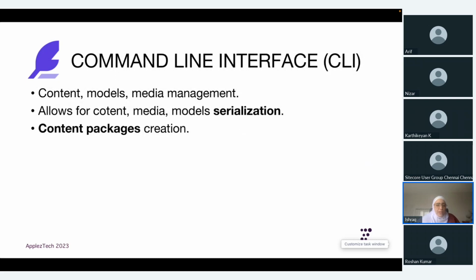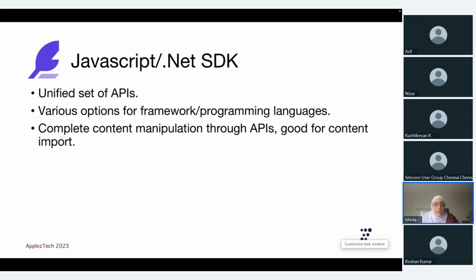Also provide this with a CLI, and this CLI again allows you to do the content management manipulation. It helps you with serializing this content into your Git repo, content types obviously, and using packages to migrate from one environment to the other. And then it still gives you a set of APIs, JavaScript and .NET SDK, that helps us with consuming that with any programming language that you're using in your application, right?